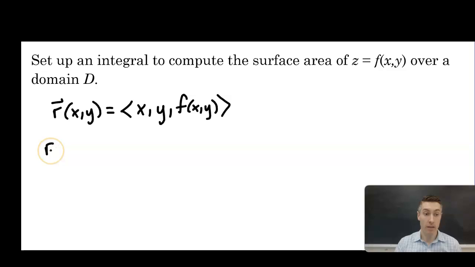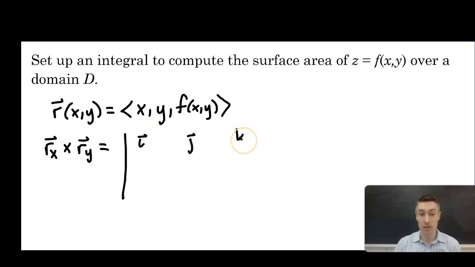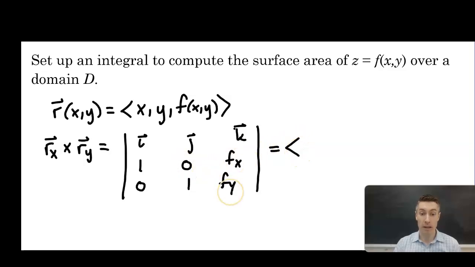Okay, so we're going to find the cross product of the two tangent vectors. We'll do that right in the matrix. So i, j, and k. The partial with respect to x is 1, 0, partial of the function with respect to x. And then with respect to y, it's 0, 1, partial with respect to y. So our cross product vector is 0 minus f of x, so negative partial with respect to x, and then partial y minus 0, so the negation of the partial with respect to y, and then 1 minus 0 is 1.